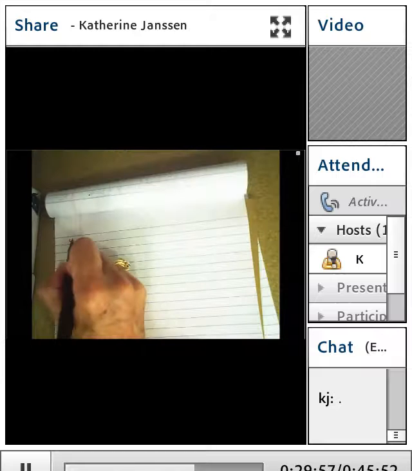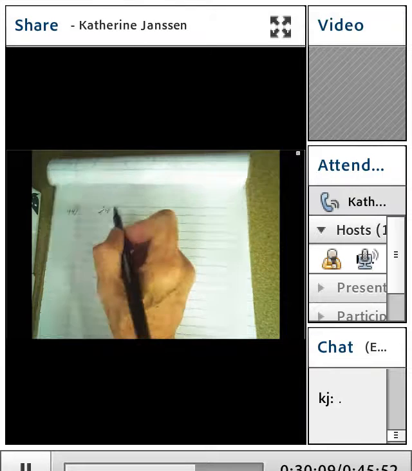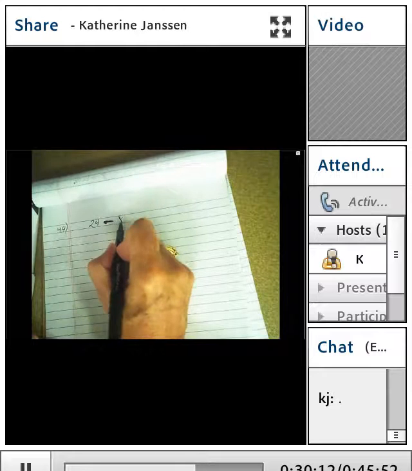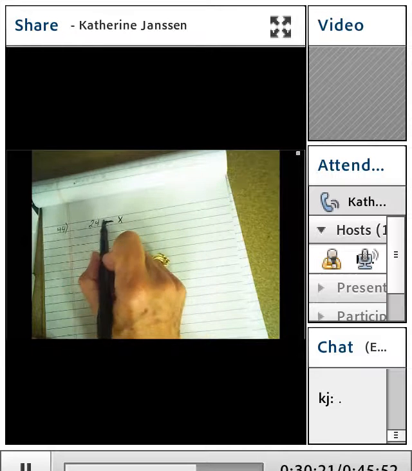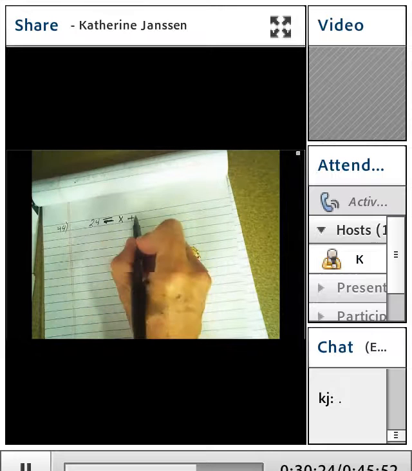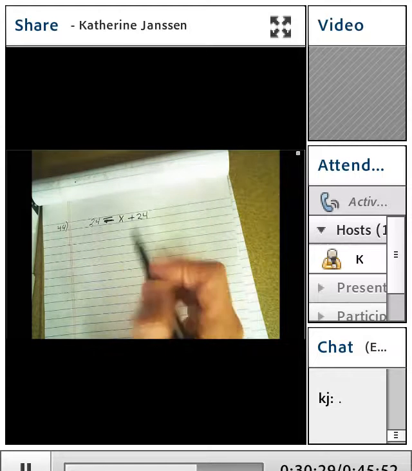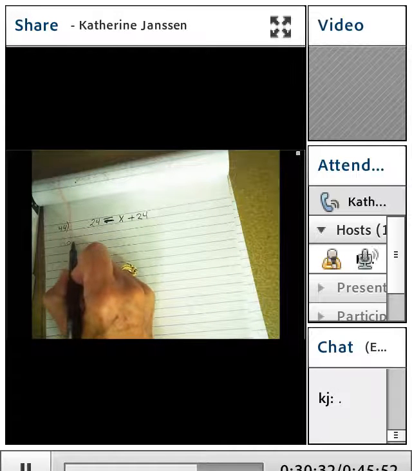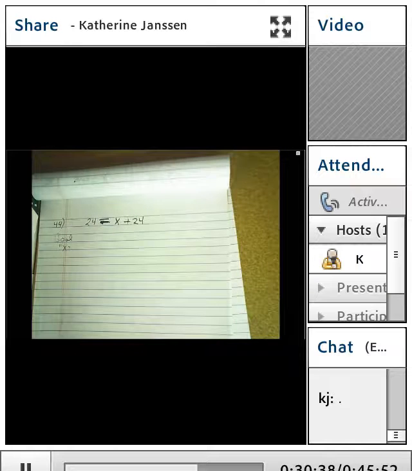Next is 44 on page 81. And 44 is 24 equals, I guess it is 24 equals x plus 24. This is number 44. 24 equals x plus 24. We're supposed to solve. So our goal is x equals. In this case, I want to isolate x on one side of the equation all by itself.